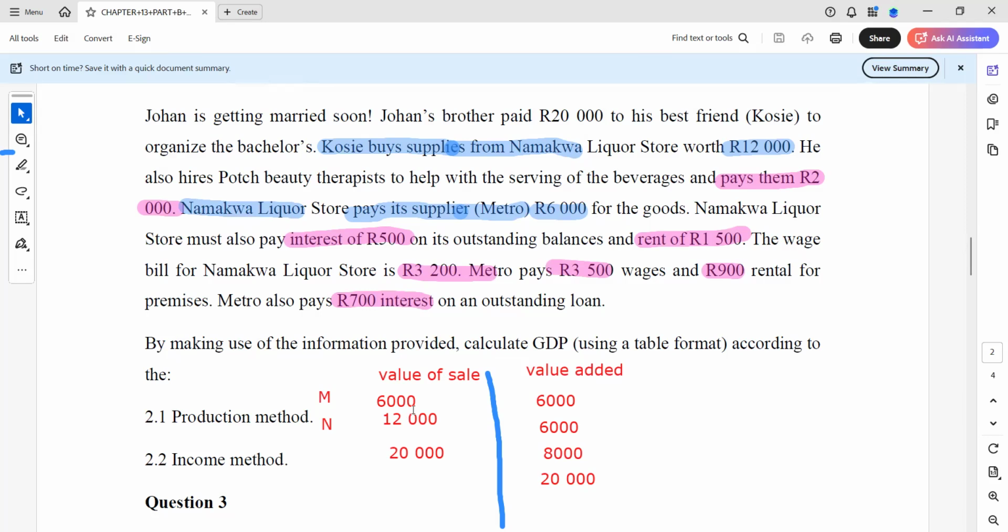This is how I recorded the 6,000 here. And then Namakwa liquor store, it's a shop, like ShopRite there. Obviously, they can't sell their products at the same amount that they bought them for. They have to add a markup so that they can make a profit, right? So when they sell these products to this customer, Kosi, he paid 12,000, right? So if you say 12,000 minus 6,000, the value which Namakwa Liquor Store added is 6,000 on these products.